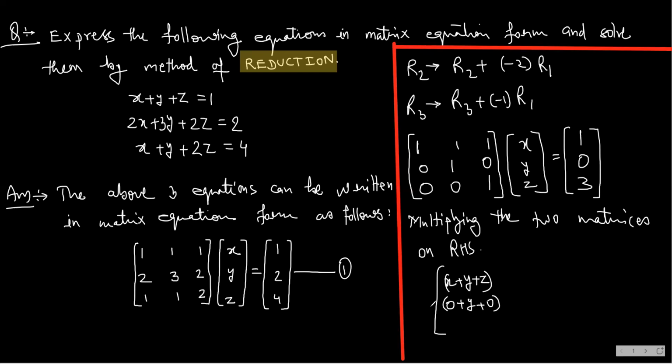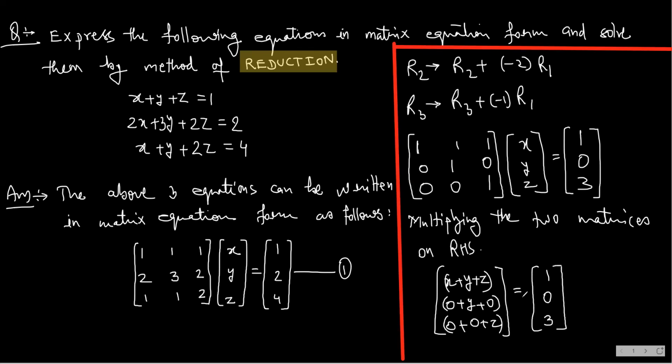What is the next one, students? Now I multiply the third row with this column. So when I multiply third row, 0 into x is 0, plus 0 into y is 0, and 1 into z is plus z. Okay. So what you see on the RHS, you are getting 10 and 3. On the RHS, you get 10.